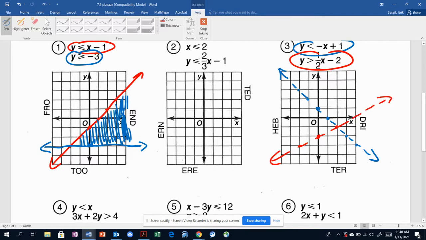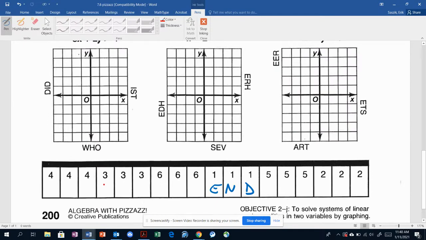So we have to be above the red and below the blue. So above the red and below the blue, that'll be right in here. You see? And that goes all the way out to these letters H-E-B. So number 3 is H-E-B.